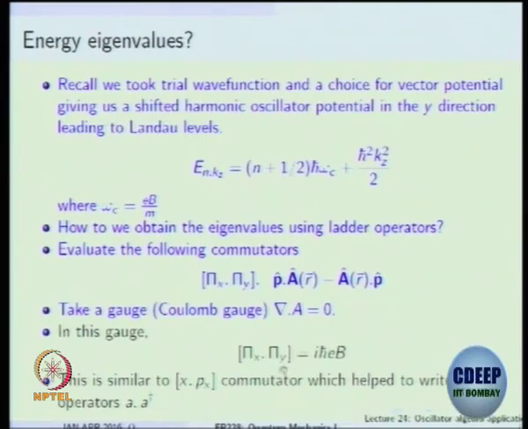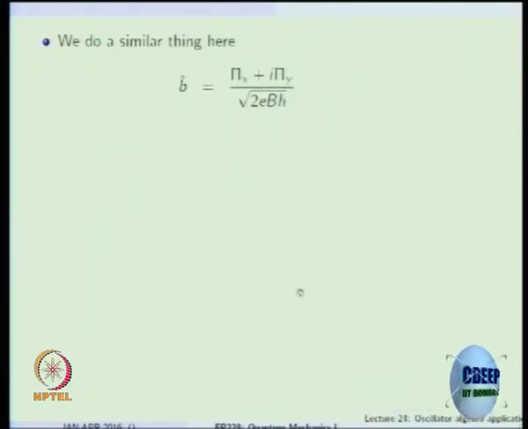So using this, we can try to construct new ladder operators involving pi x and pi y. So this is what we do here. We try to take the ladder operators as pi x plus i pi y with this normalization, and similarly the Hermitian conjugate of that. And if you try to find the commutator, please check the commutator and you will be able to show that this is identity, and also construct the number operator which is B dagger B.